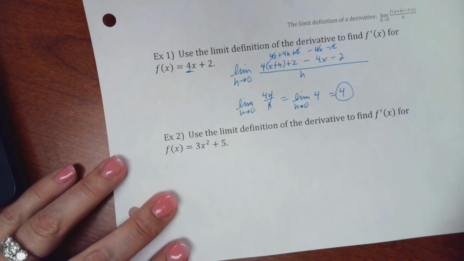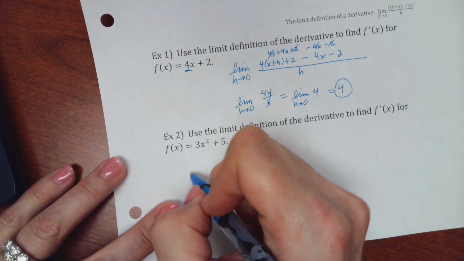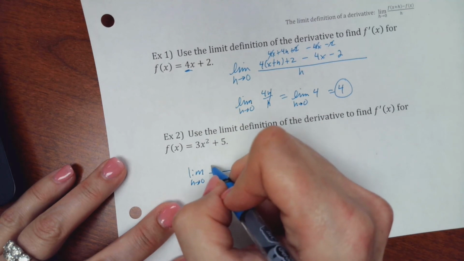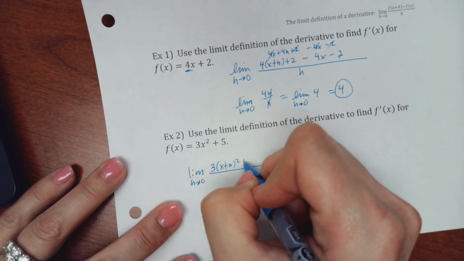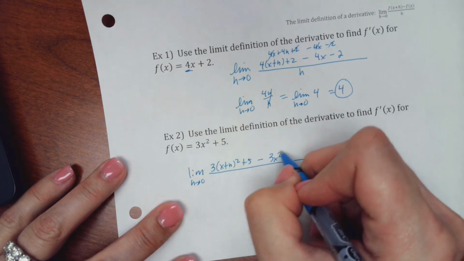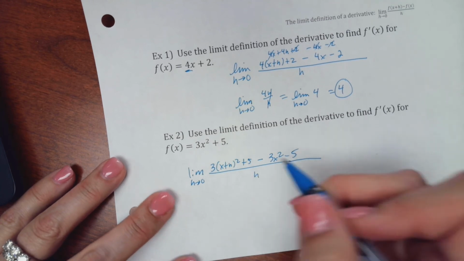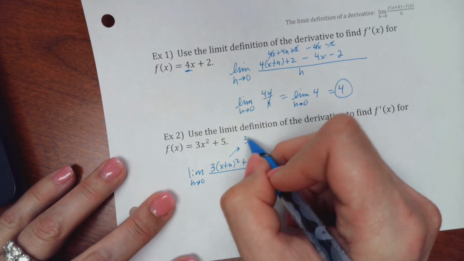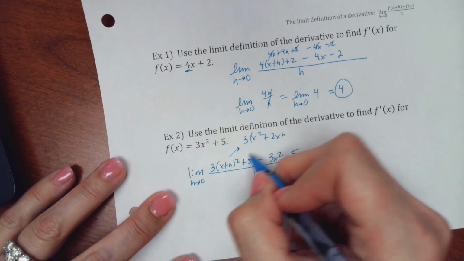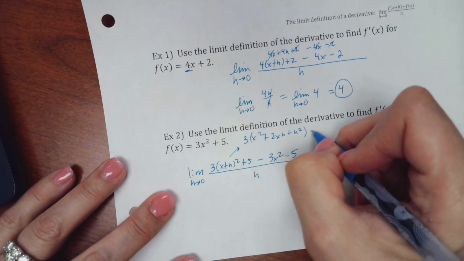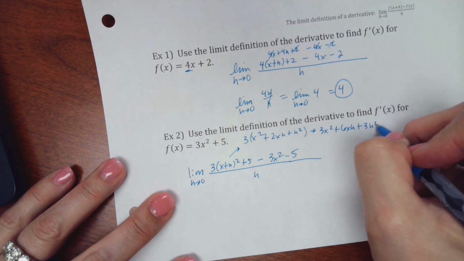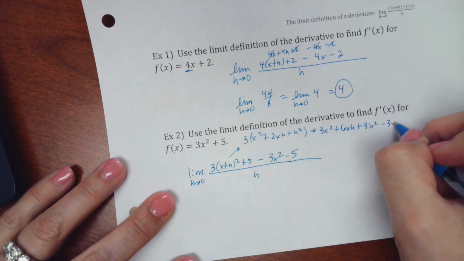All right, so my limit as h goes to 0, I need f of x plus h. So 3 times (x plus h) squared plus 5, minus this thing right here, so minus 3x squared, and I'll turn it into a minus 5, over h. So this is the bad part right there. Let's figure this out. I'm going to have x squared, x times h times 2, so plus 2xh plus h squared. So it's going to turn to 3x squared plus 6xh plus 3h squared. Then I have minus 3x squared minus 5.